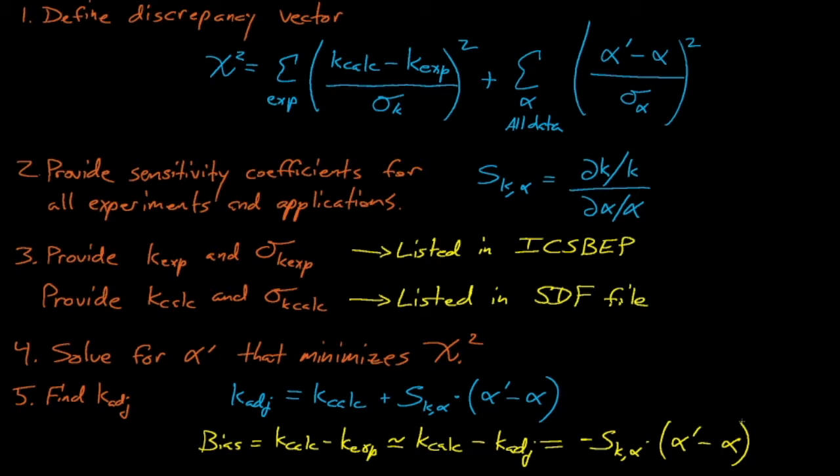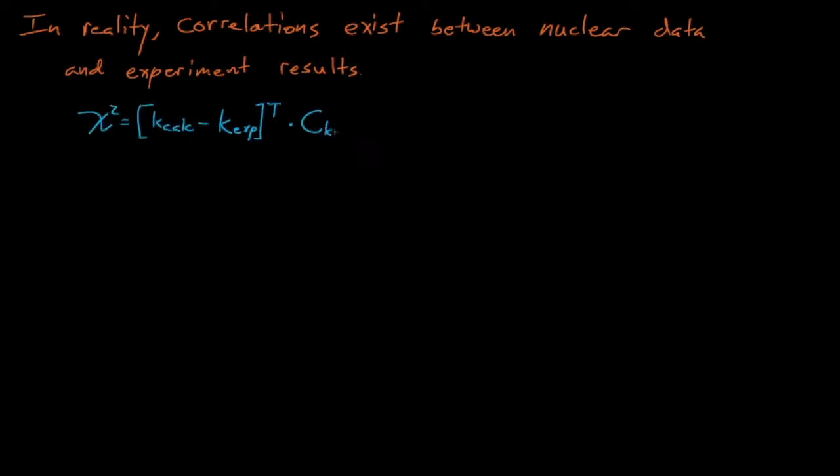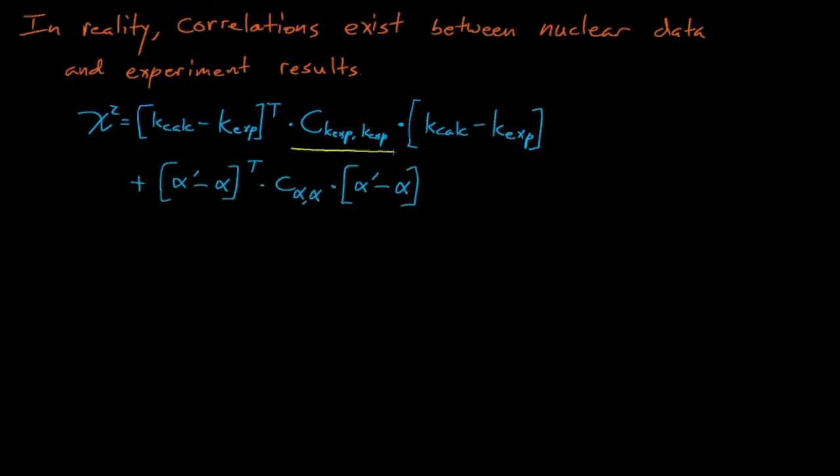This explanation actually simplifies how GLLS works. In reality, the uncertainty in nuclear data contains correlations between different nuclear data, and there may also be correlations between the benchmark measurements. And so, computing this chi-square discrepancy vector actually requires some matrix algebra to account for these correlations.